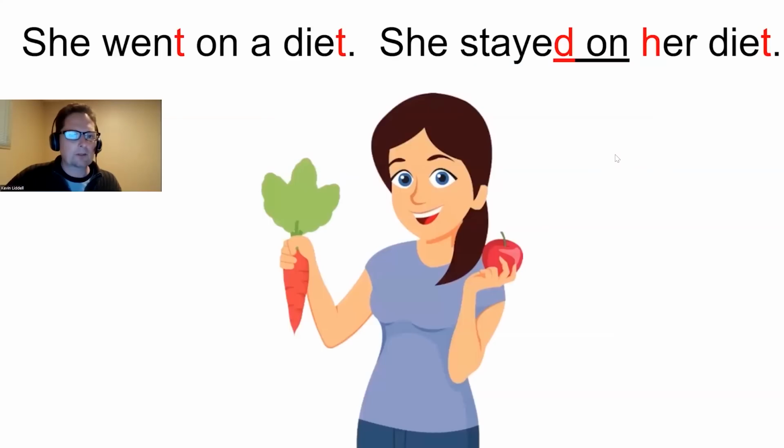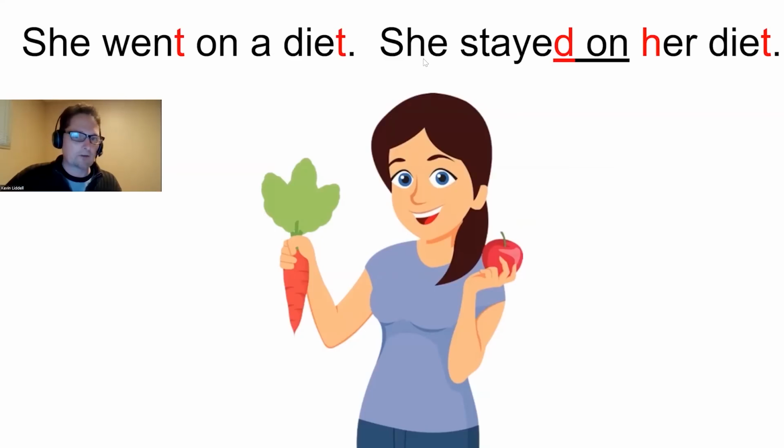Another example, she went on a diet too. And she didn't go off her diet. She stayed on her diet. Look at the pronunciation. The same thing. We have T and T between vowels. So pronunciation, she went on a diet. And the T in "diet" is a stop T. Not "diet," but "diet." She went on a diet.